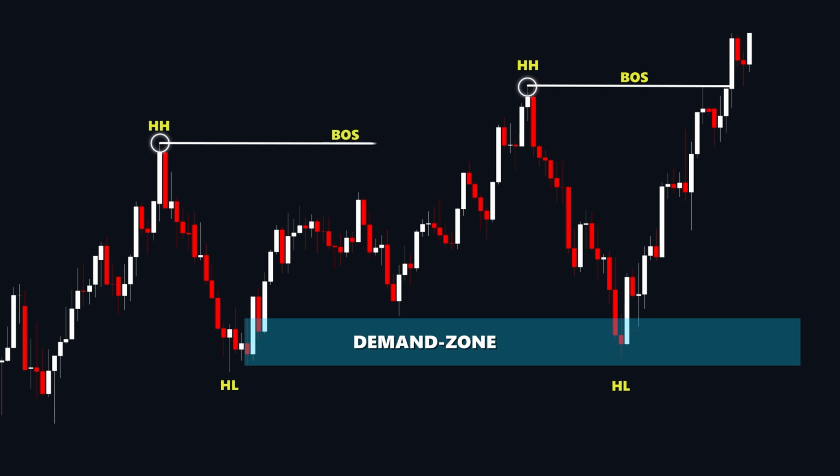You can draw a line across the last high to mark it. Once price breaks and closes above that line, that's your confirmation. It means the market is still bullish. Now let's talk about change of character.